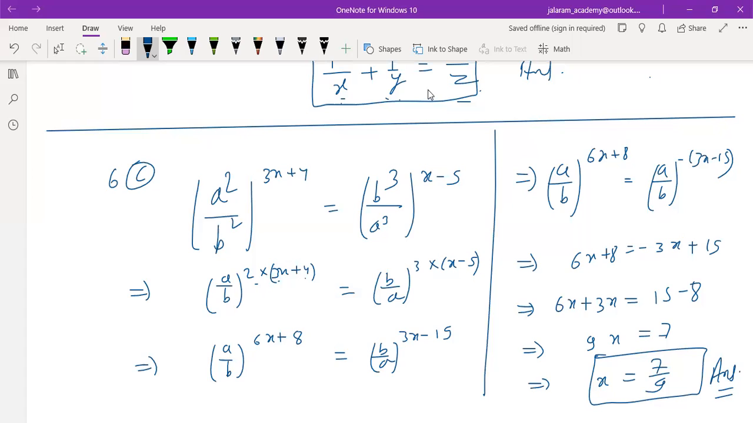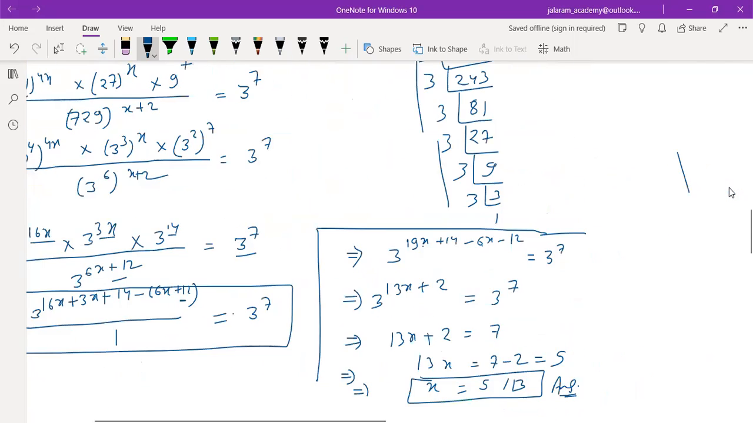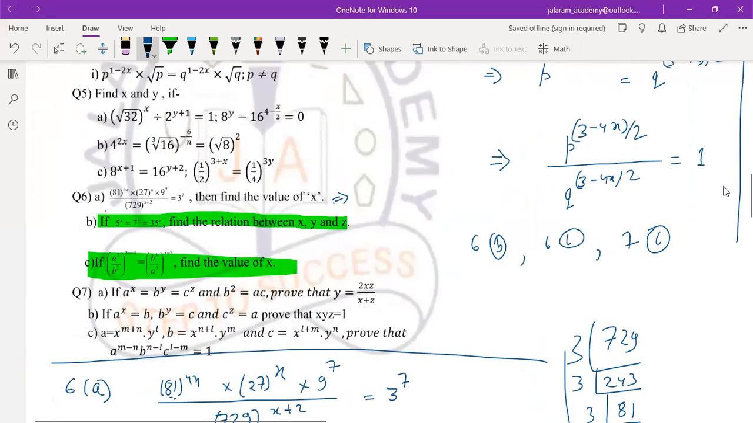You have to compare both sides, so make them equal. If on one side there is power a by b, then we have to make the base a by b in this also by changing the sign of the power. We know that x to the power n equals 1 by x whole to the power minus n. Use that property. Is that clear to everyone?